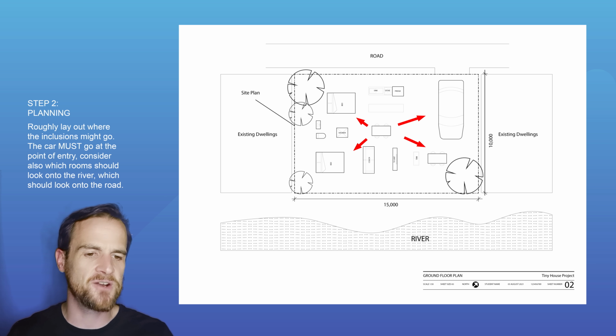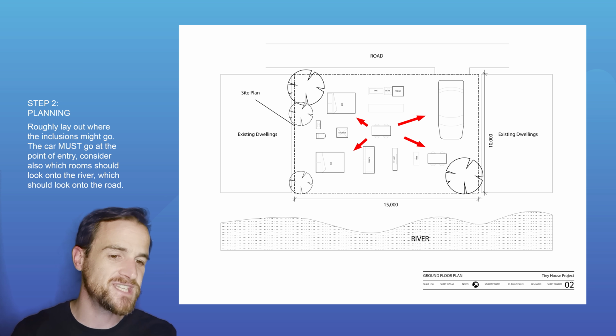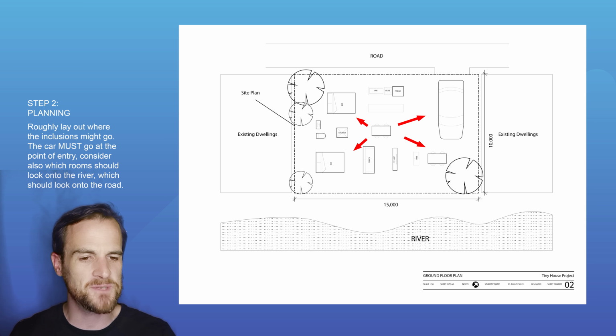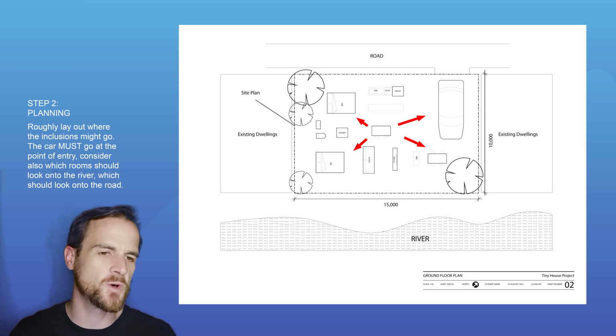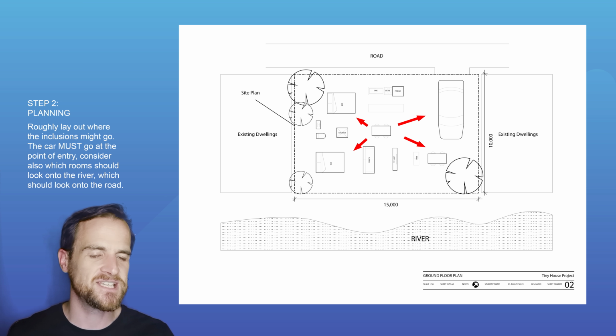We want our living area to look out onto the view. We want the entertaining area, so that barbecue, we want that looking out onto the view. Kitchen and dining, it's less important. And of course, we're putting the car exactly where it needs to be, so driving in from that driveway.